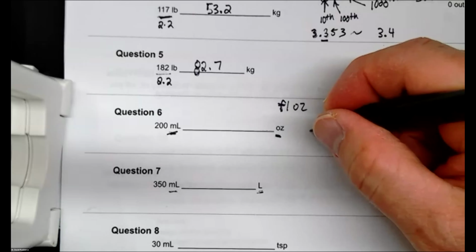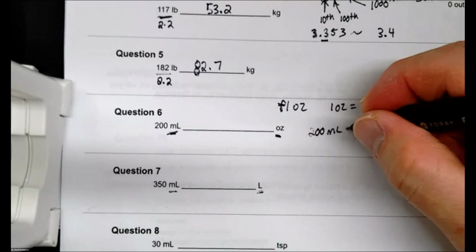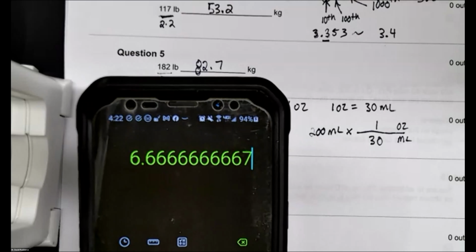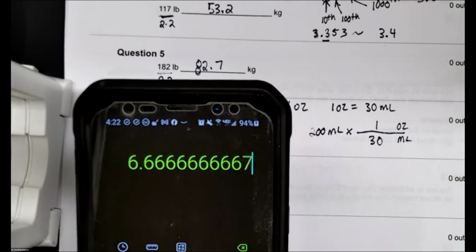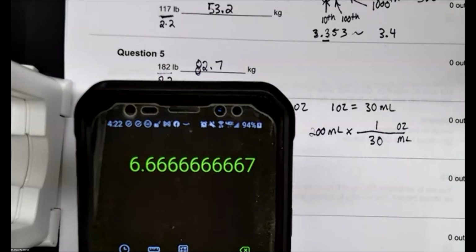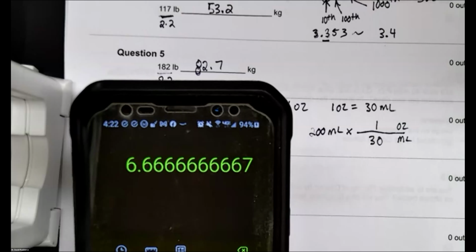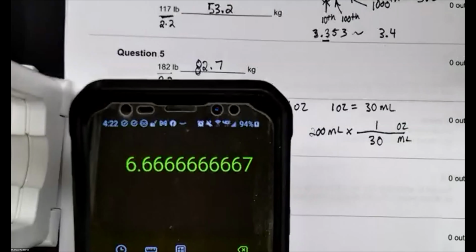So how do I set this up? Again, I'm going to show you the dimensional analysis way because this is a good strategy to know in case you ever get stuck, especially for these conversions. I'm trying to go from milliliters to ounces, and I know that 1 ounce is 30 milliliters. So I'm going to take 200 divided by 30, and I'm going to get that right there. In the chat, what would my answer be for this question? What number am I going to write as my final answer when I have a number like 6.6 repeating?